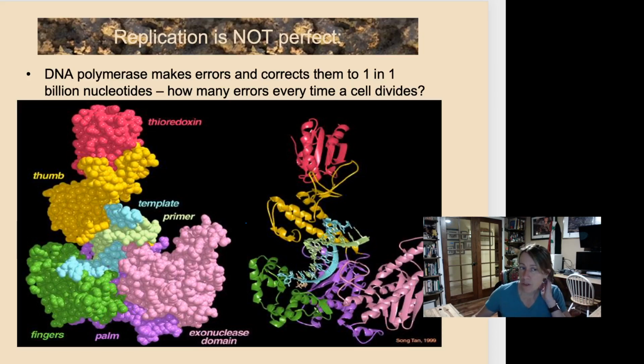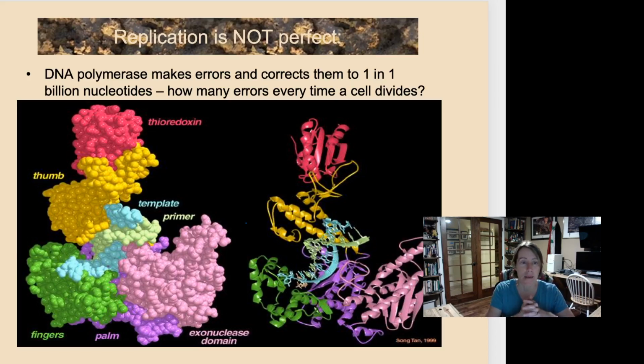But you can also see on this diagram something down here called the exonuclease domain. So this is another part of the DNA polymerase III enzyme. You can see at the top that the title of this slide is that replication is not perfect, that DNA polymerase makes errors. It also corrects most of the errors that it makes, but it doesn't catch them all.